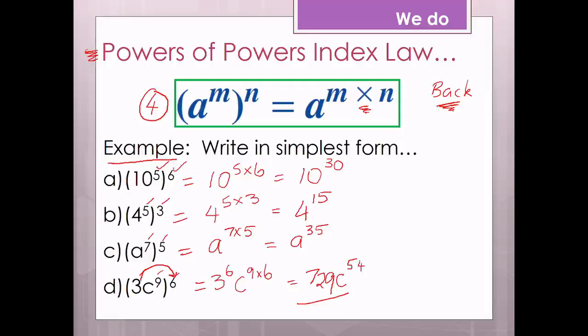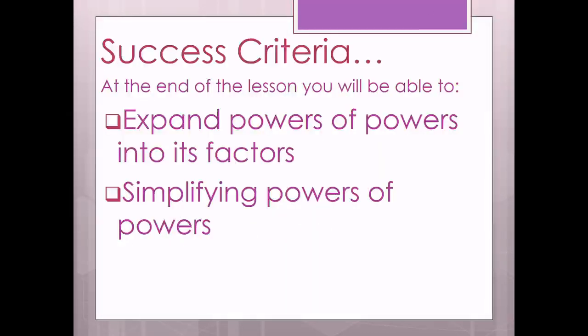So those questions there all rely on this fourth index law, and the fourth index law says that if you are raising a power to a power, you multiply the powers. If you are having any troubles with that, please make sure that you email Mr. Freiberg, myself, as soon as you possibly can. So we've expanded powers of powers into its factors, and we did that to hopefully then come up with our index law, which enabled us to simplify powers of powers.